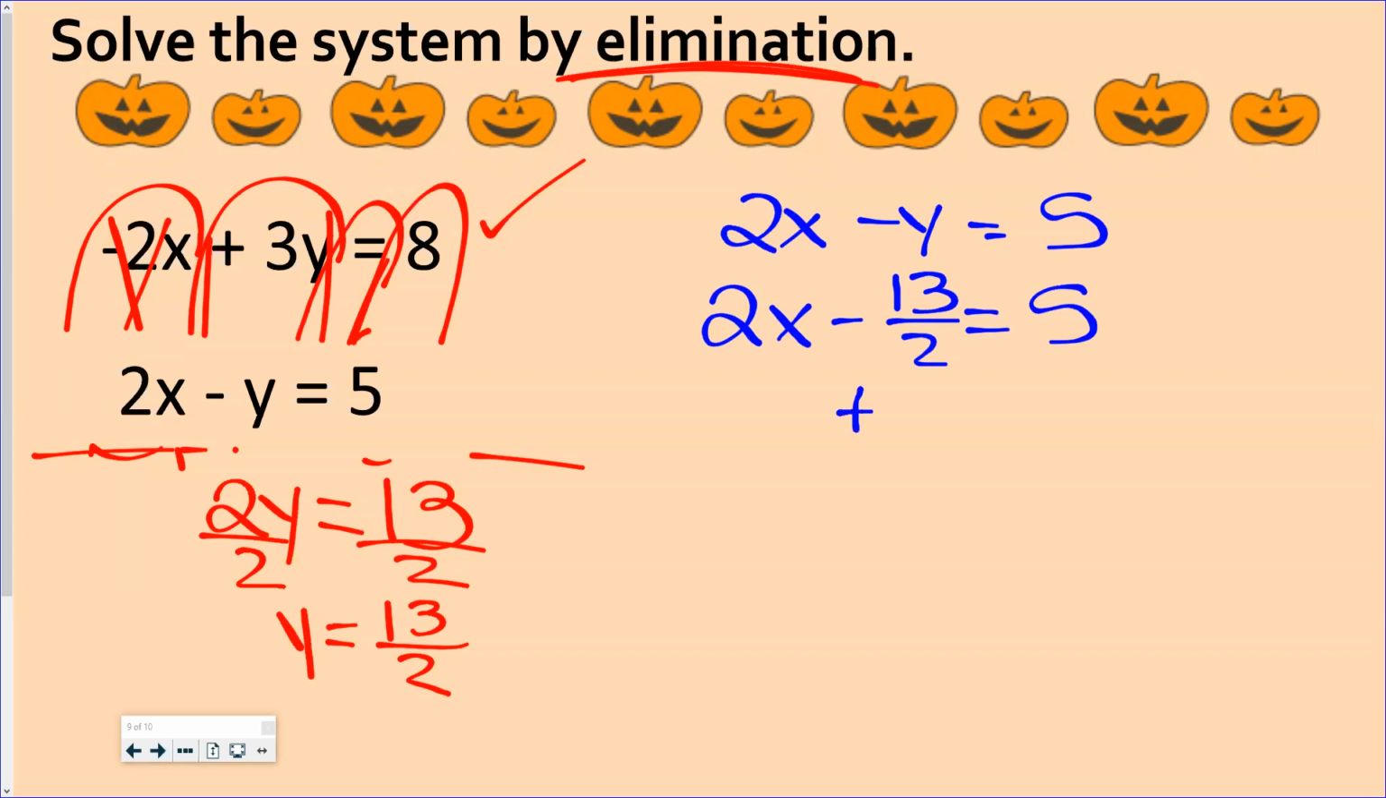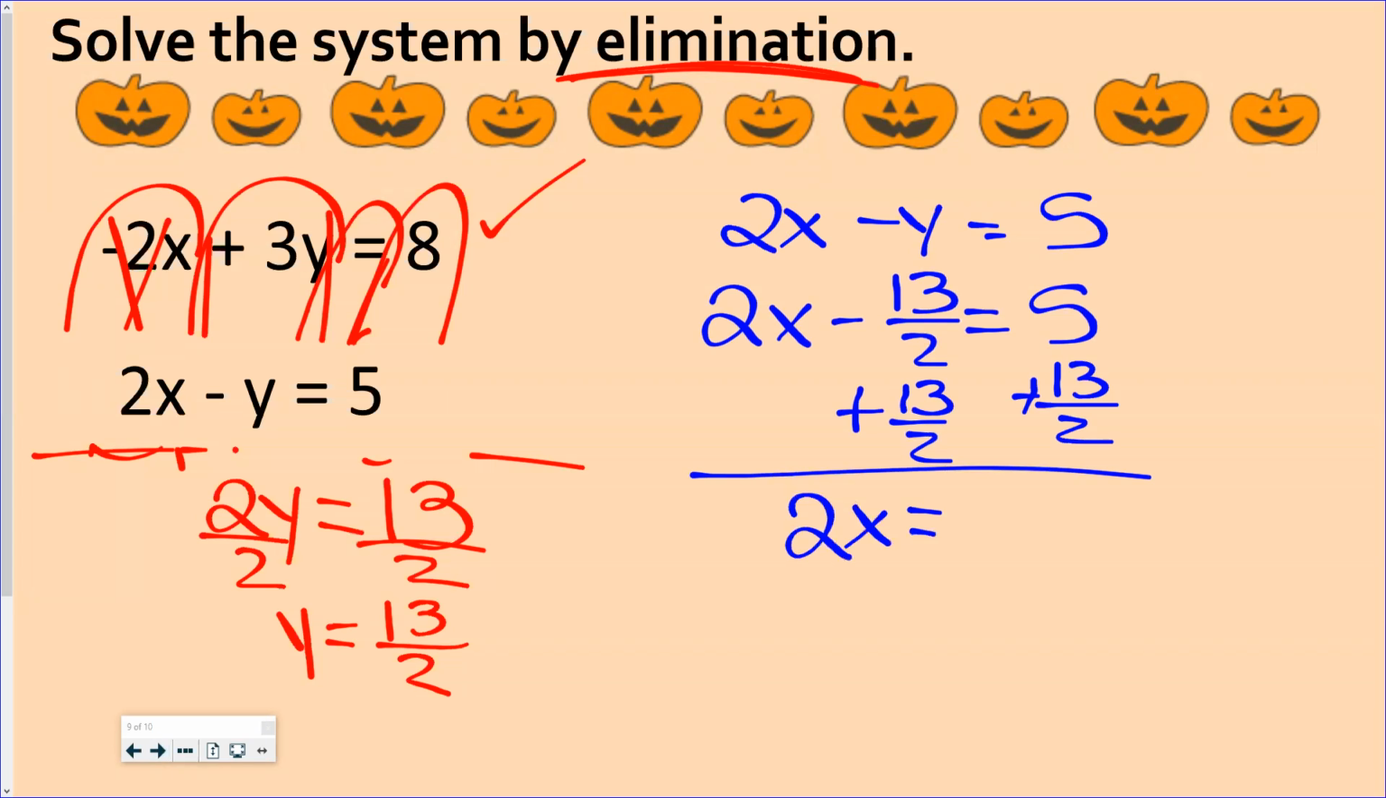I'm going to go ahead and add 13 over 2 to both sides, and I'm going to get 2x equals. I'm going to go ahead and add this into my calculator. So 5 plus 13 over 2 should give me 23 over 2.